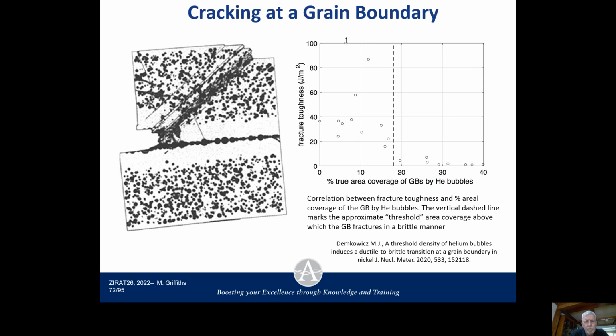I did some work in the last couple of years with this guy, Mike Demkowitz, and he did a very nice job at looking at the effect of grain boundary coverage on the fracture toughness. And he showed basically you don't have to get too high, roughly about 20% coverage, and the fracture toughness basically drops to 0.